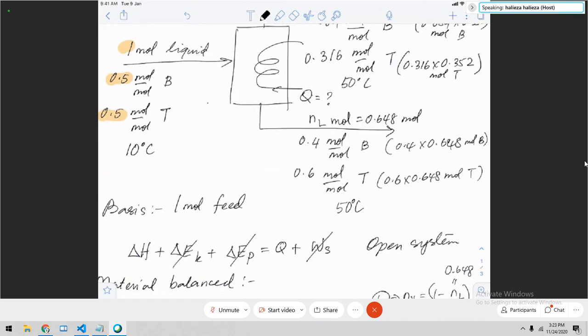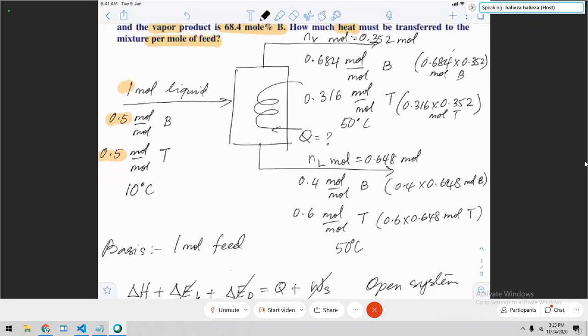So give me the values. What is this? Anybody? 0.684 times 0. I'm using the mole fraction multiplied by the number of moles. So what is that? For mole of benzene, anybody?